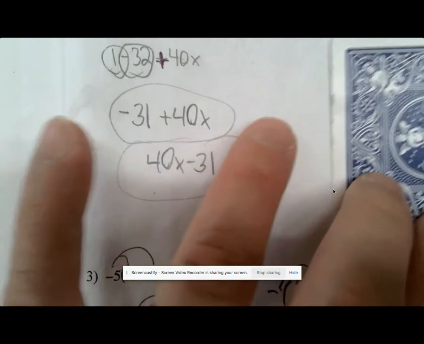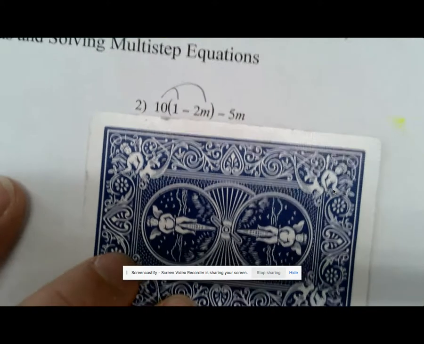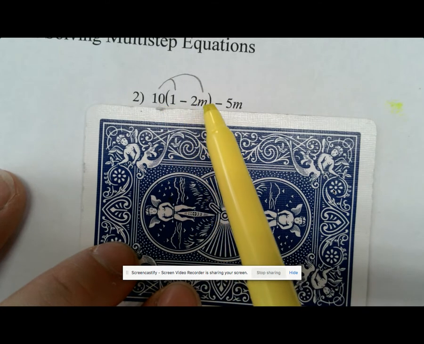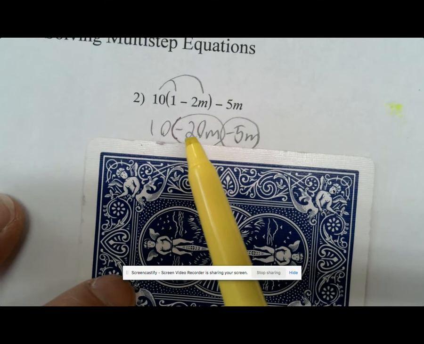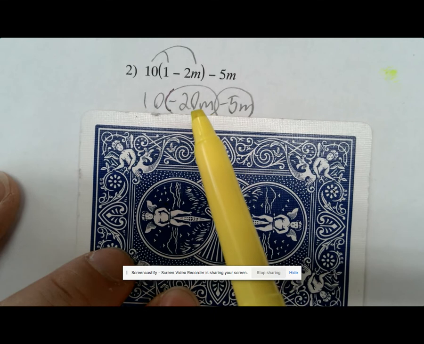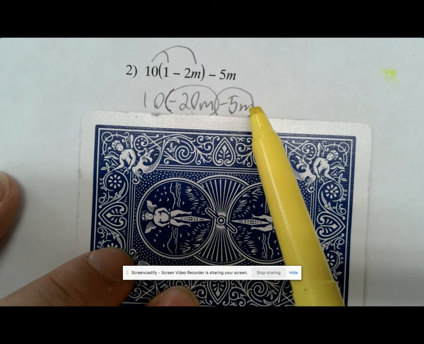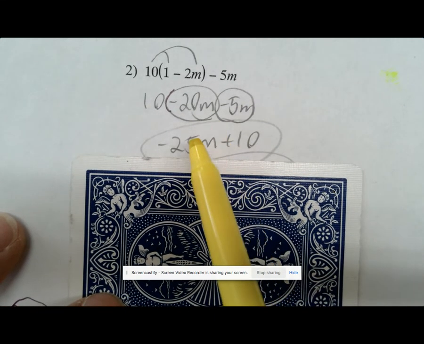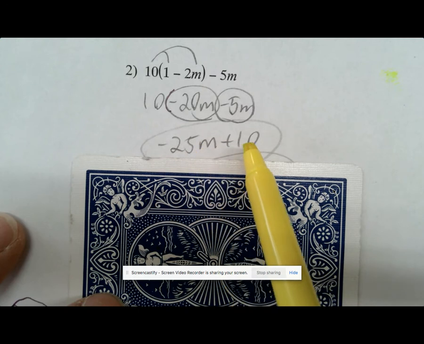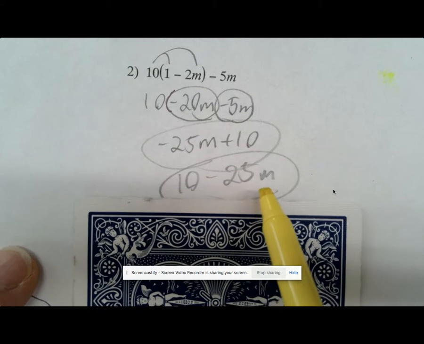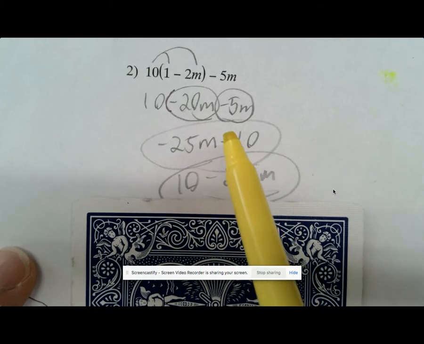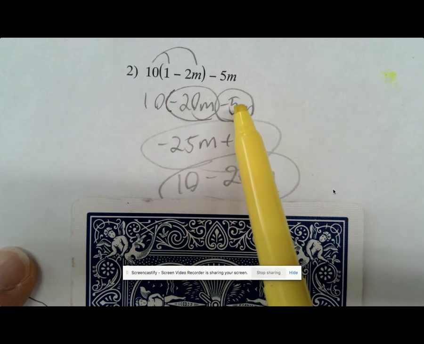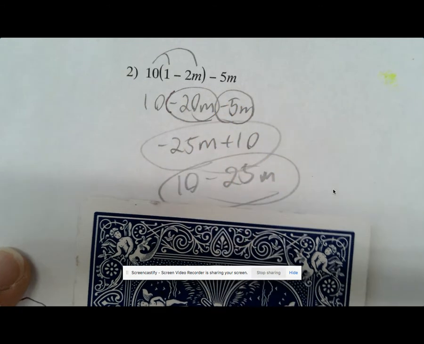Number two, some more distributing and combining like terms. I go ahead and I distribute the 10. That gives you 10 minus 20m. You can see my like terms are -20m, -5m, so your final answer should have been -25m plus 10, or you could have written it 10 minus 25m. They're both the same answer. But the big key is that you're combining -20m with -5m to be -25m.